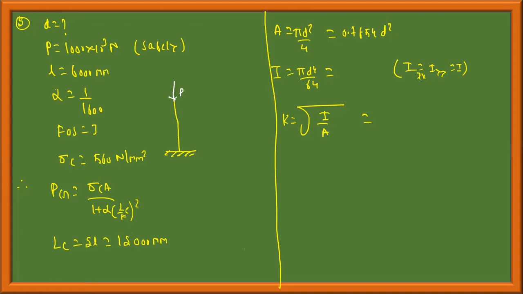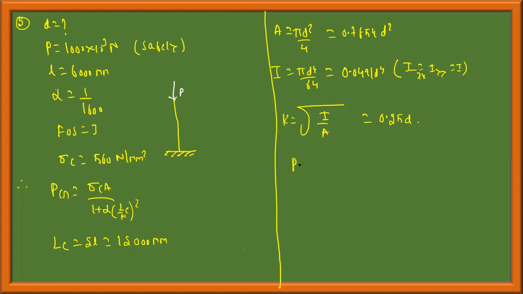Tell me what is I? 0.0491 d power 4. Tell me what is K? 0.25 d. Okay, effective length we have calculated.